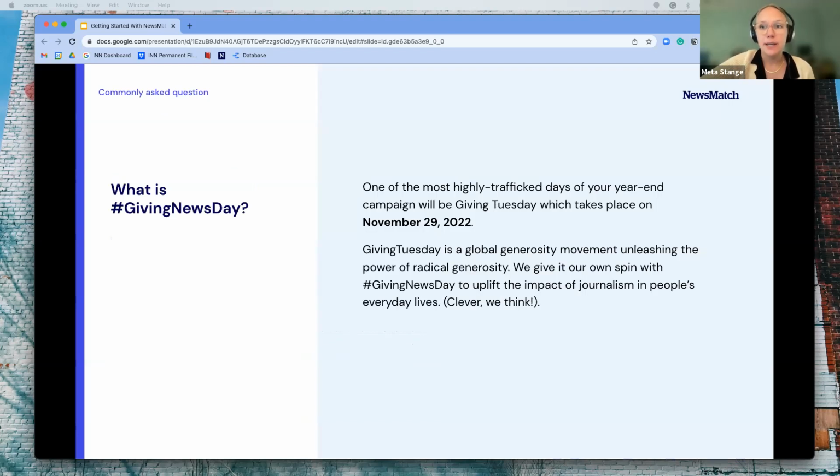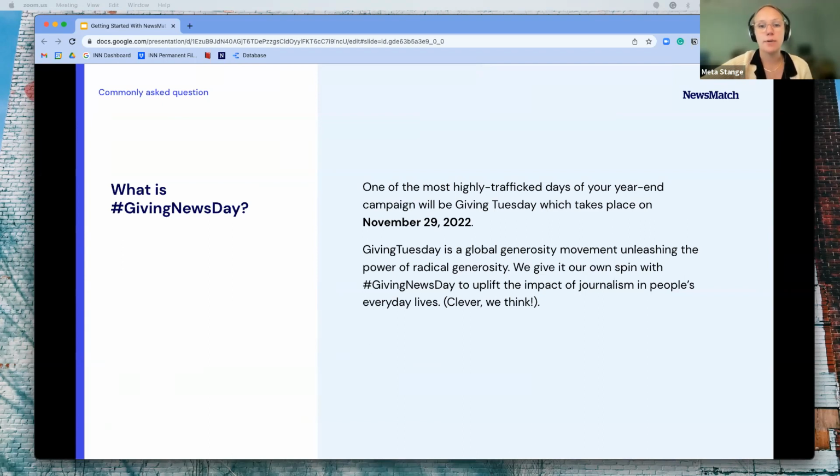So the match period is one of the busiest times of year for fundraising and includes Giving Tuesday, which you've probably heard of. It's a global day of giving, which amplifies nonprofit organizations nationwide, but we have our own little spin on it. And we amplify the day by using the hashtag Giving Newsday to raise awareness of the value of nonprofit journalism. So you might see some references to that both in the campaign toolkit and messaging.